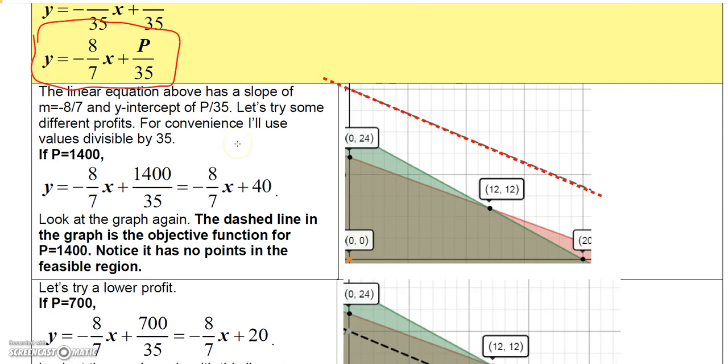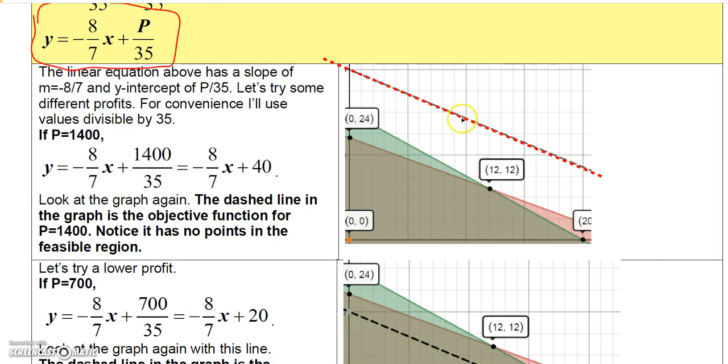Okay, well, let me just kind of summarize what happens here. So if you were to graph that line, let's say that you graph the line if p is 1400. Let's say you said, well, why don't we let the profit be 1400? Well, if you let the profit be 1400, then this line that has this negative 8/7 slope would cross the y-axis here at 1400 divided by 35, which would be at 40. So your objective function would actually go through here. But the problem here is, remember, this is the feasible region. The solution has to be in the feasible region.